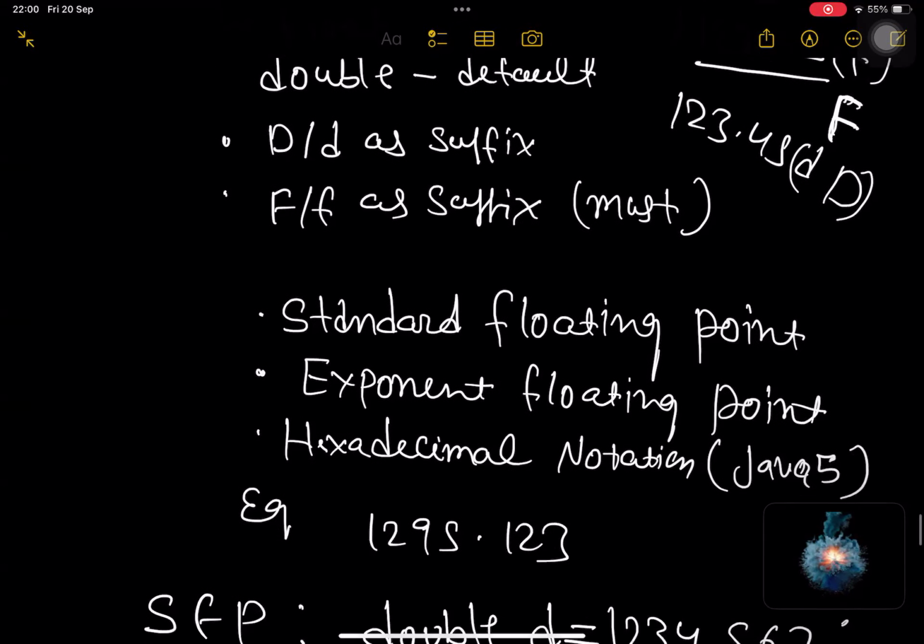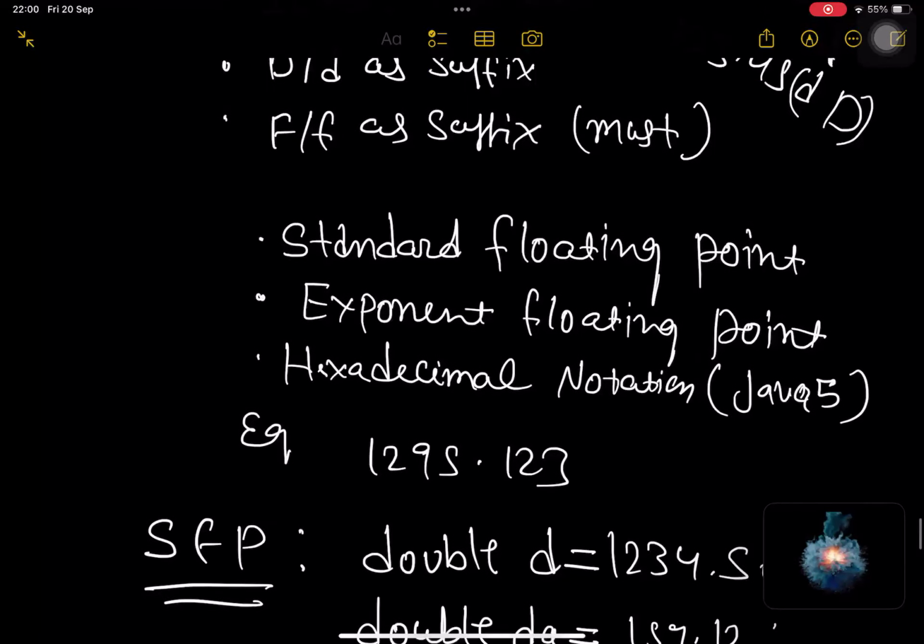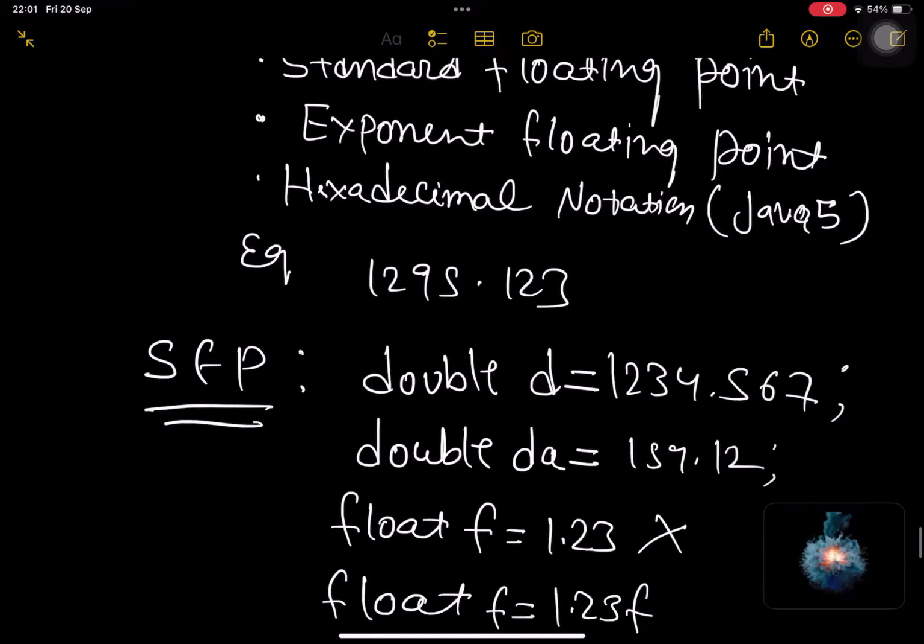Okay. So now for floating points, we have three floating point representations. The first one is standard floating point. The second one is exponent floating point, and the third one is hexadecimal notation, which got introduced in Java 5. Mostly all of us, even till now, I am using only the standard floating point. There is a very rare chance I have used exponent floating point, but I've never used hexadecimal notations. Clear? Okay. So we'll see what is standard floating point.